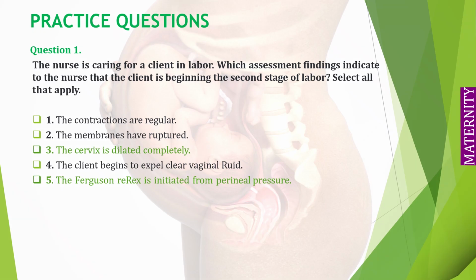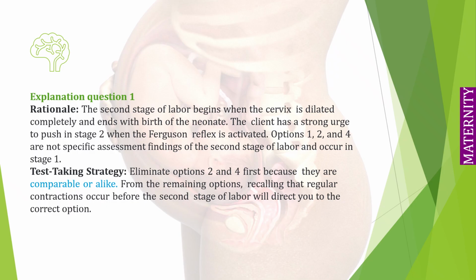Explanation. Question 1. Rationale. The second stage of labor begins when the cervix is dilated completely and ends with birth of the neonate. The client has a strong urge to push in stage 2 when the Ferguson reflex is activated. Options 1, 2, and 4 are not specific assessment findings of the second stage of labor and occur in stage 1.